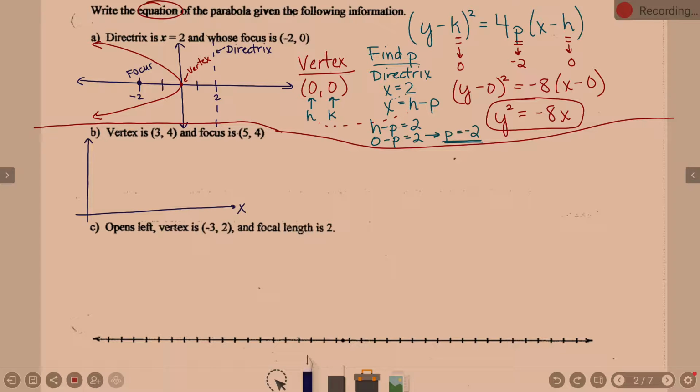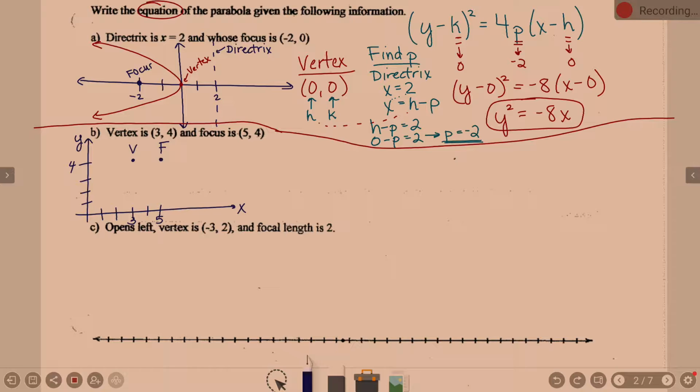If I start to sketch a picture, my vertex is 3, 4. My focus is 5, 4. So I've got a vertex and a focus, which you'll see me label like that a lot when we're doing parabolas. I'll put a V next to the point for the vertex. I'll put an F next to the point for the focus. So now looking at the picture, I have another reason to know whether this parabola opens up or down or left or right, because of the relationship between the vertex and the focus.